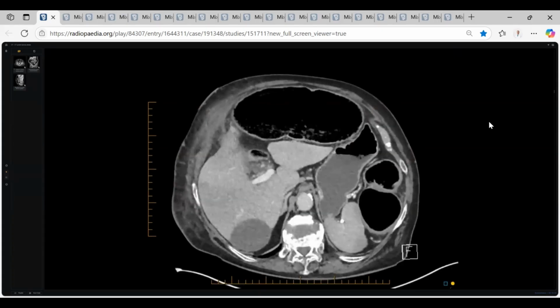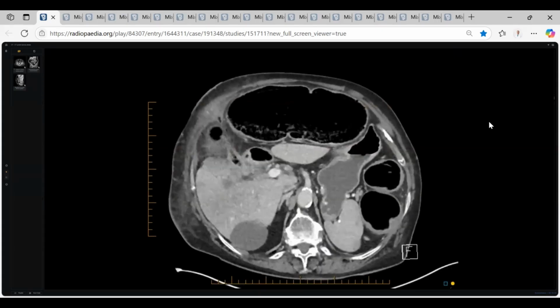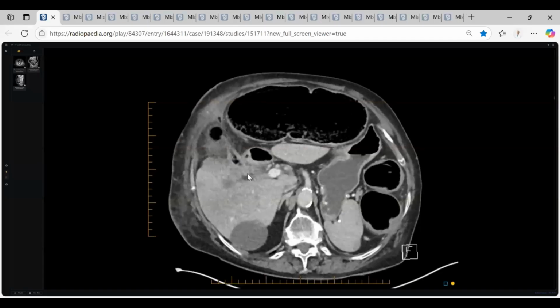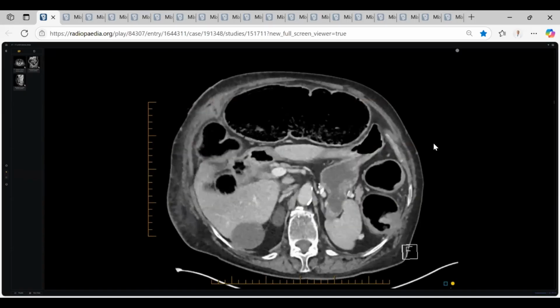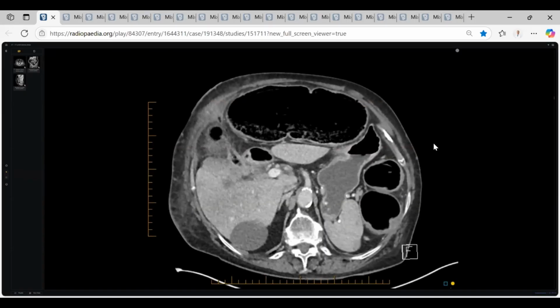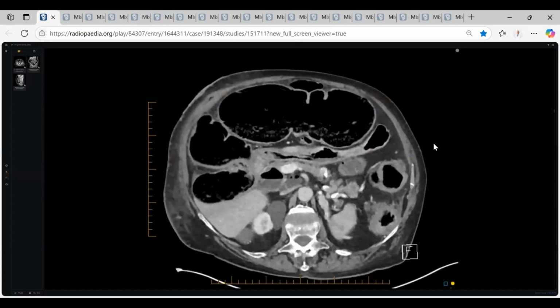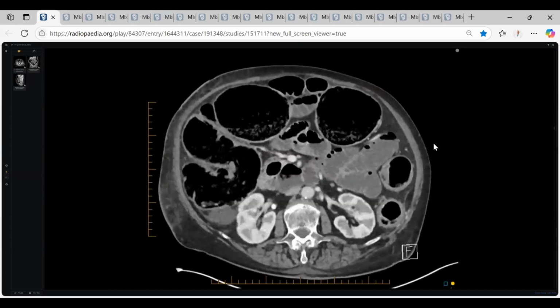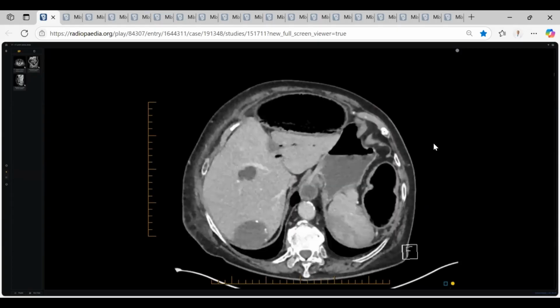Okay, what type exactly? A fistula between the colon and the skin. Okay, excellent. Colocutaneous fistula with adjacent fat stranding.